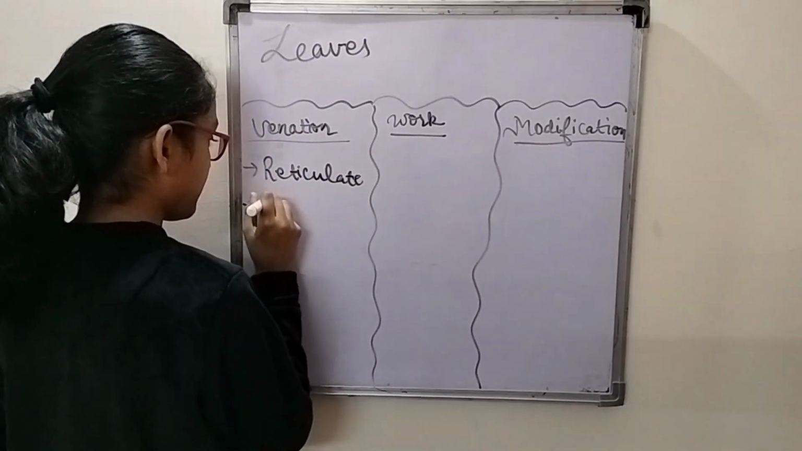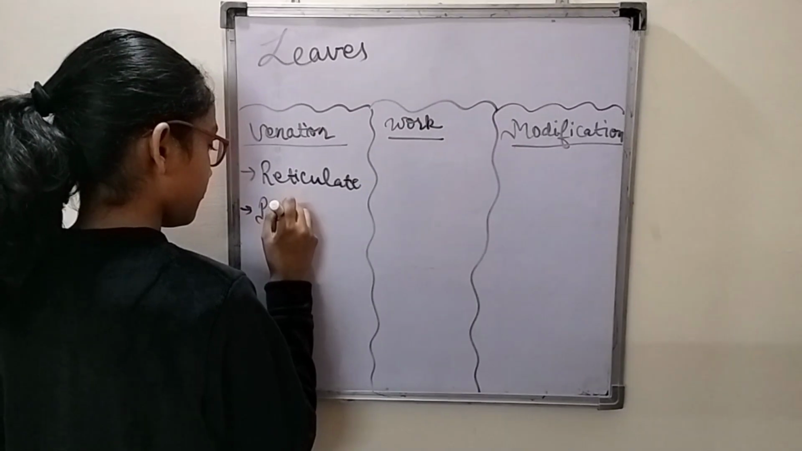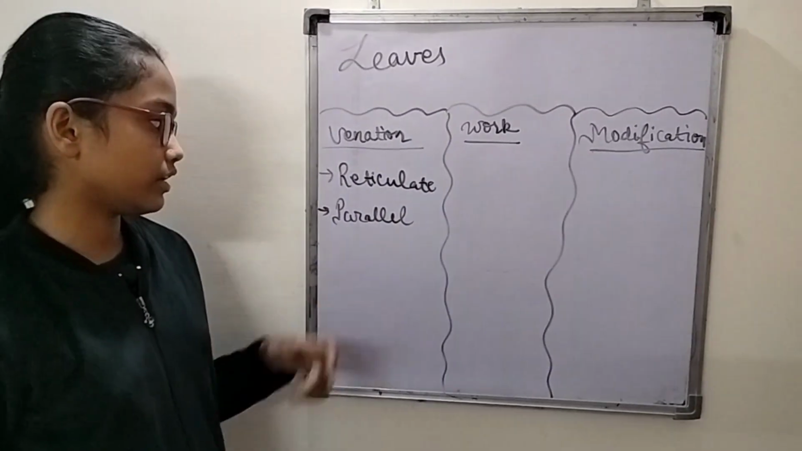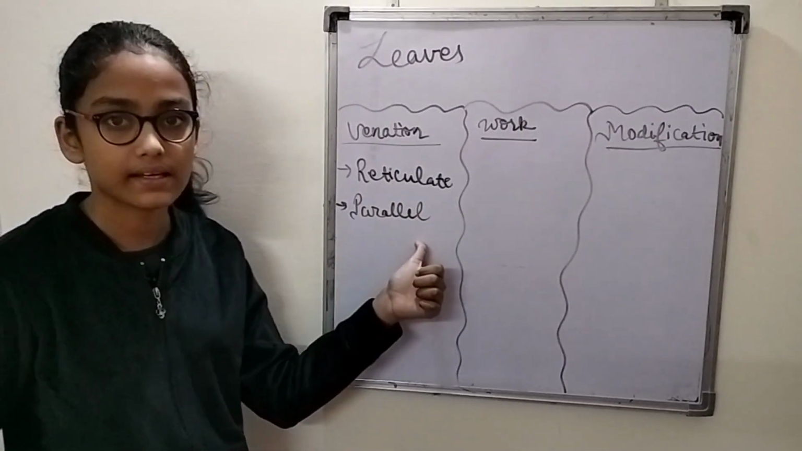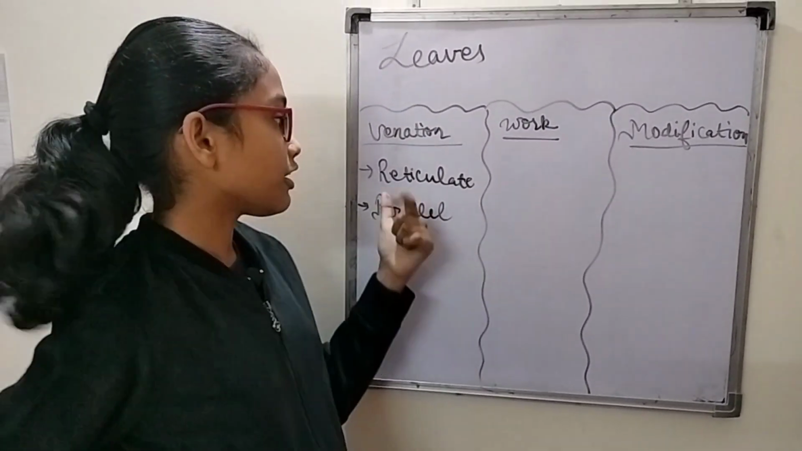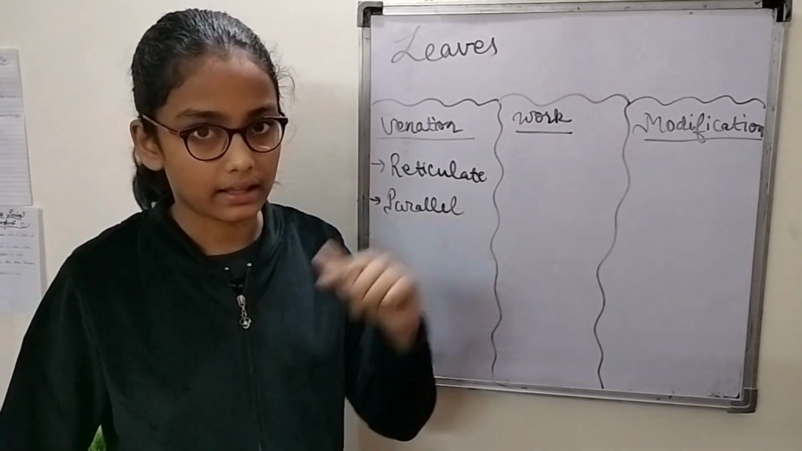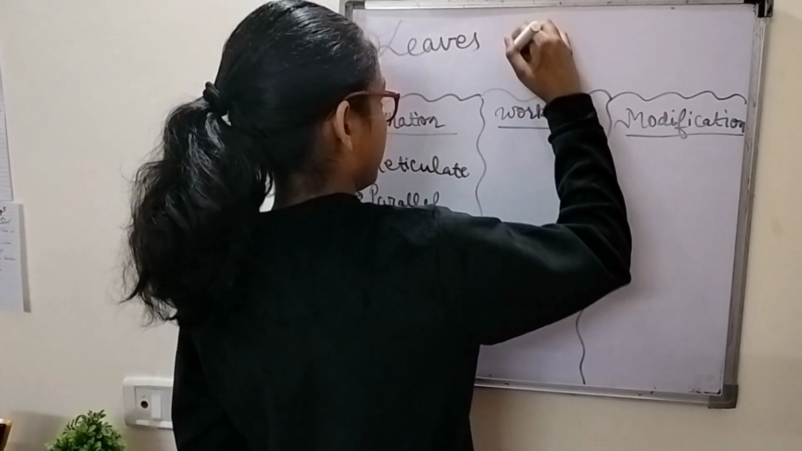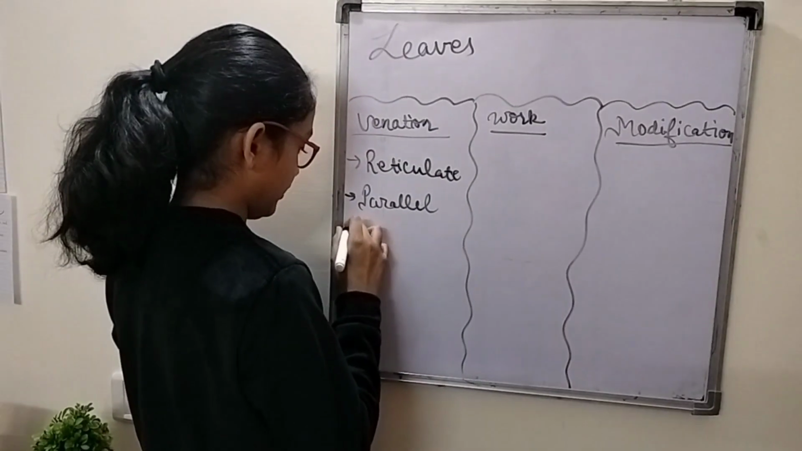Reticulate. So there are two types of venation. First is reticulate and the second is parallel venation. So let me draw and I will show the diagram after the end of this topic. So reticulate. Let me draw here only.